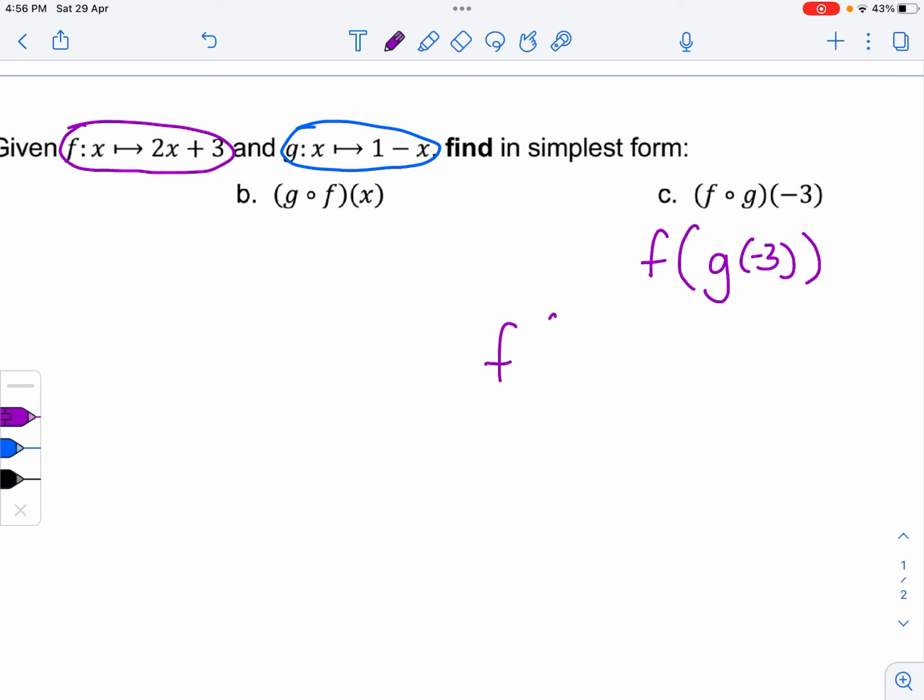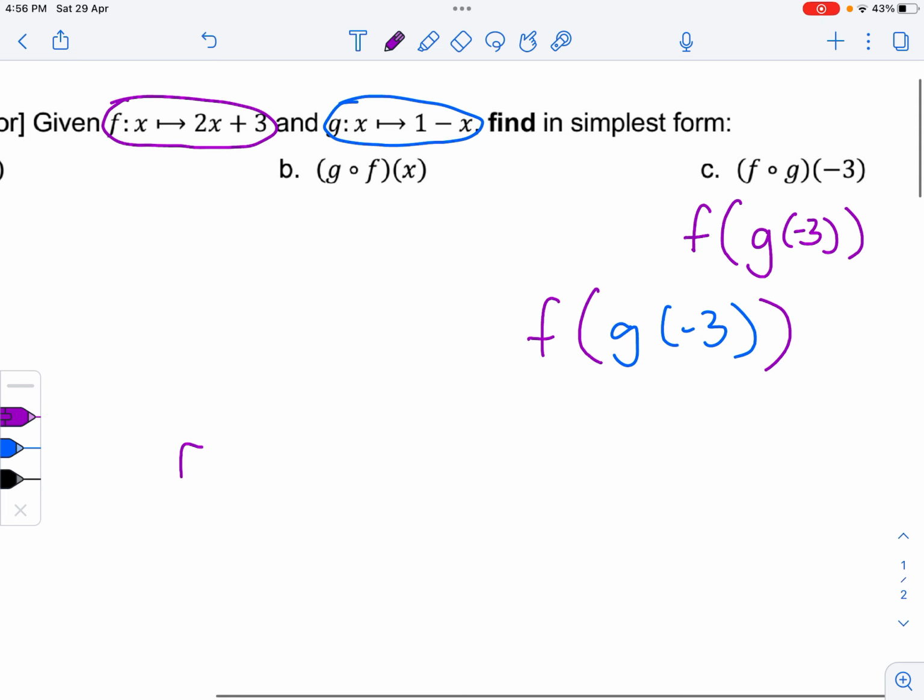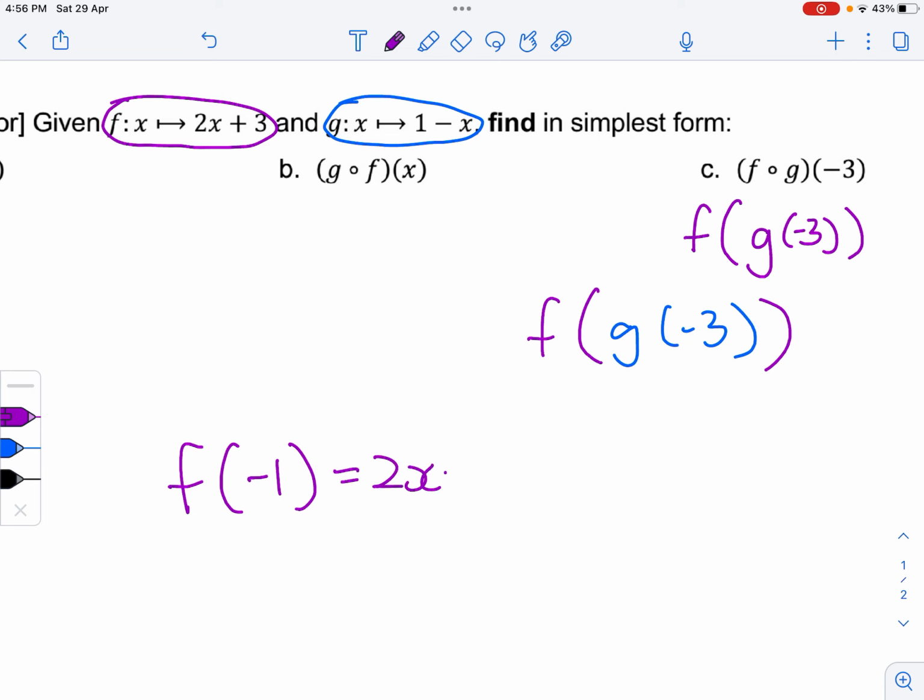So f of g of negative 3 is, well, let's take a look at this equation. So for now, let's just ignore the f of thing. Just focus on the g of negative 3. As I said earlier, if I see something like f of negative 1 is equal to 2x minus 1, then we basically just substitute that x as negative 1. And then we get something like this, and then we just simplify our answers.